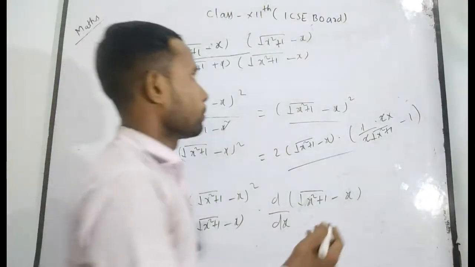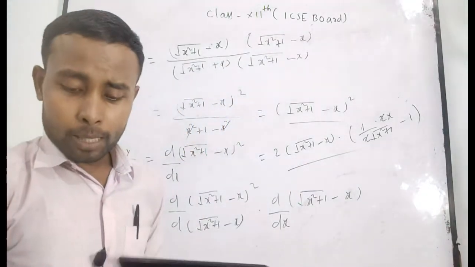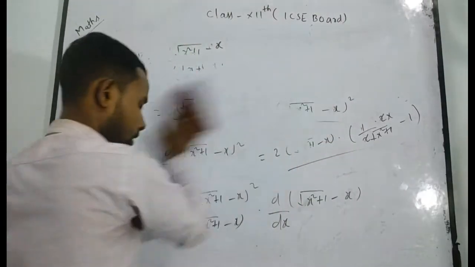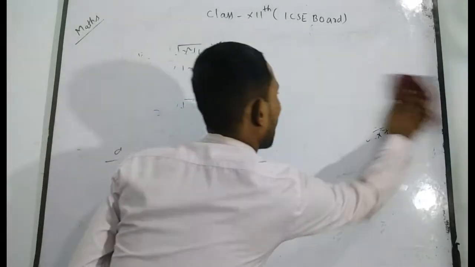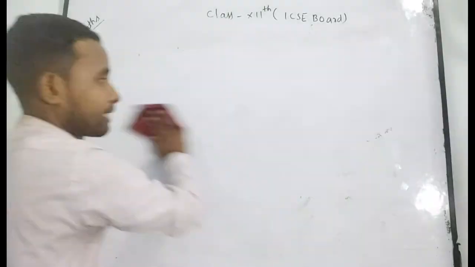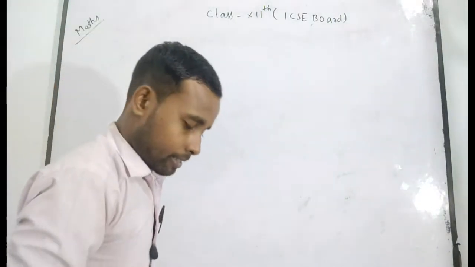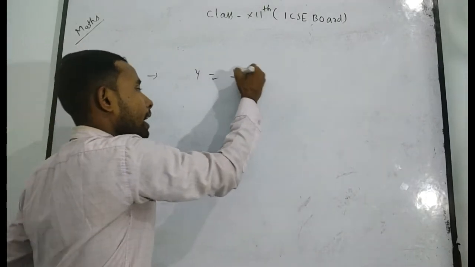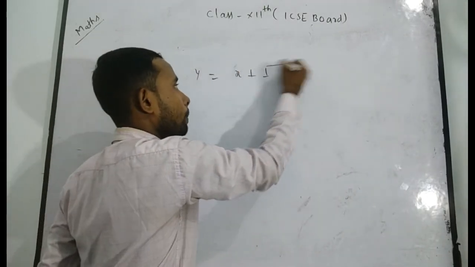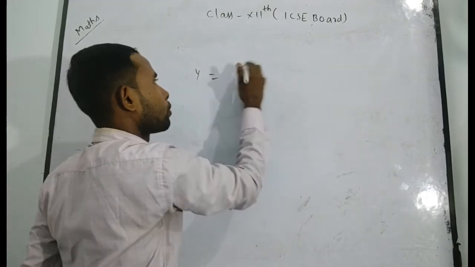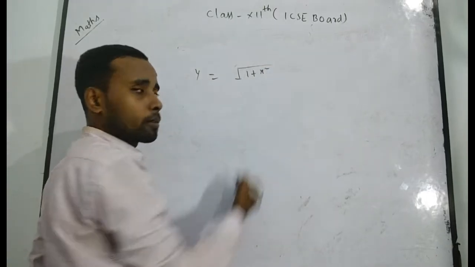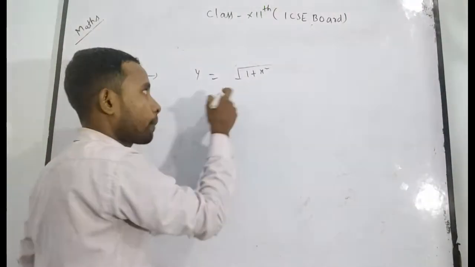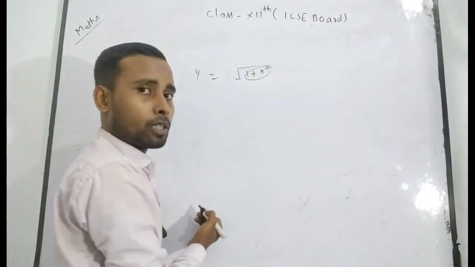Again I want to tell you, sometimes you have to think quickly in your mind to solve all these problems. I want to suggest how you can think to solve a problem quickly. Suppose there is a function root under 1 plus x square. How can you think about it? As you know, this function cannot be differentiated directly with respect to x. So first of all you have to think that this can be differentiated with respect to 1 plus x square.